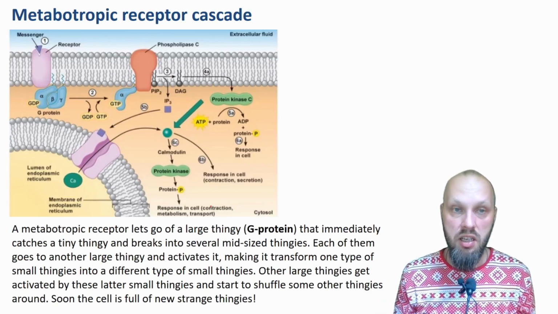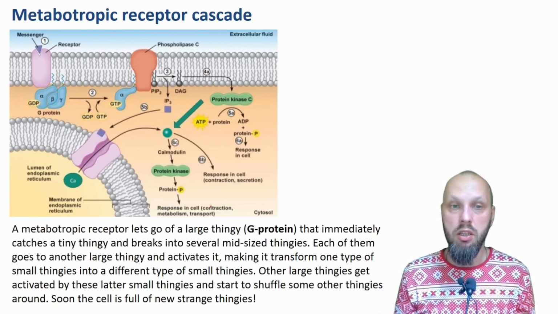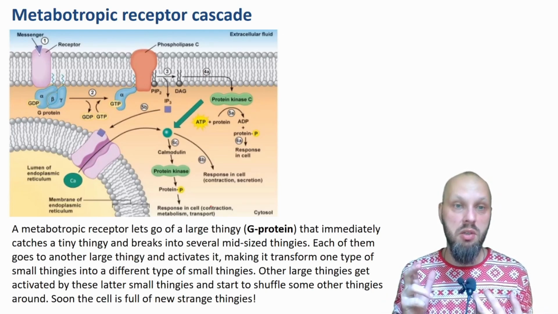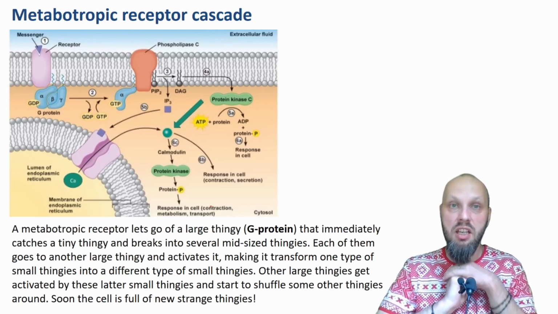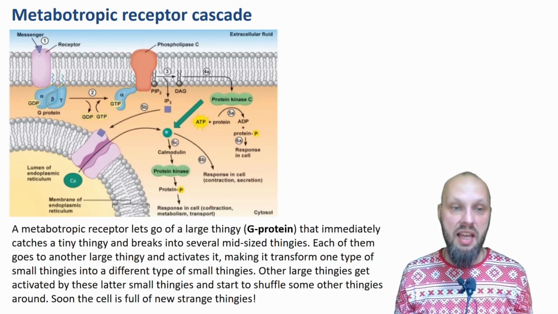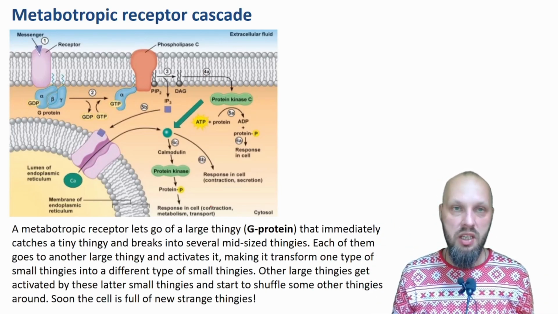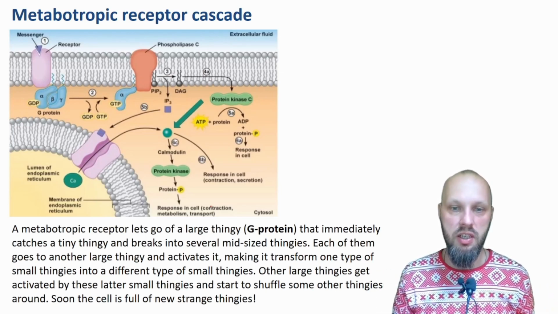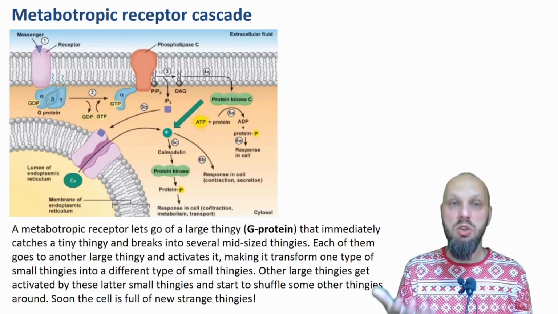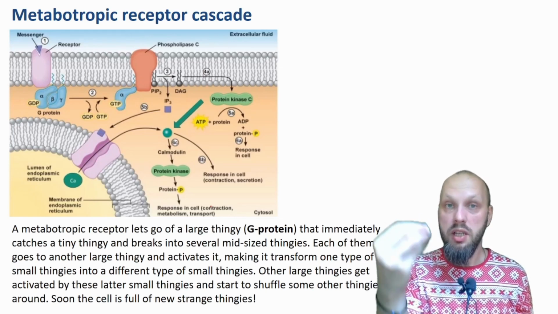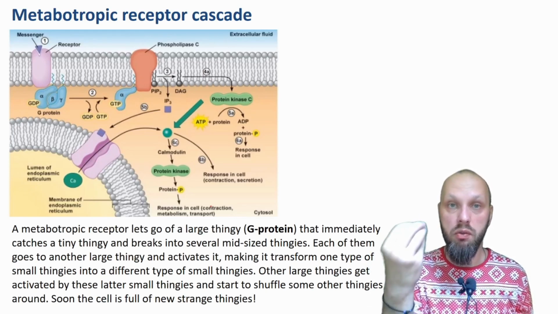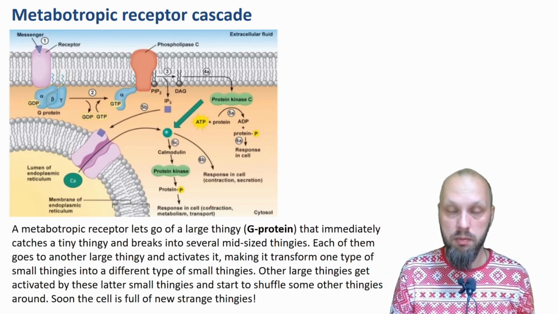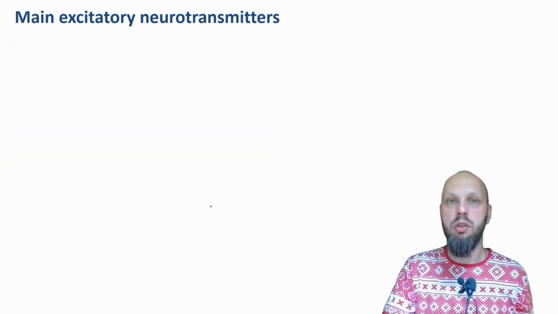these mid-sized thingies start walking around, bumping into large thingies that catch other types of small thingies, convert them into other types of small thingies that then diffuse all over the cell and affect various proteins and all aspects of cell life, essentially. You get the point. If you want the presence of a neurotransmitter in the cleft to have big consequences for the cell, this is a much nicer approach. All right.